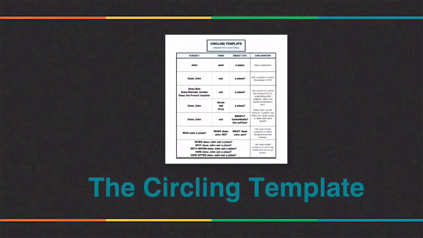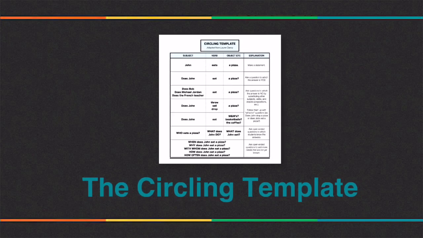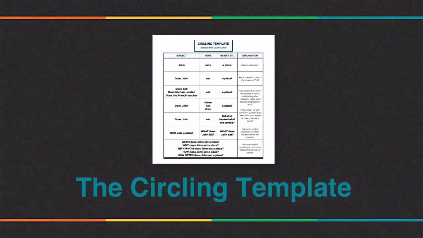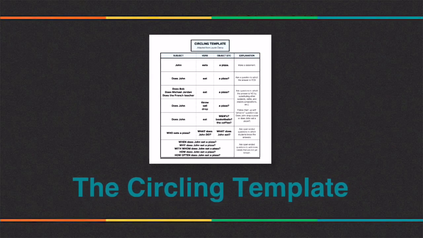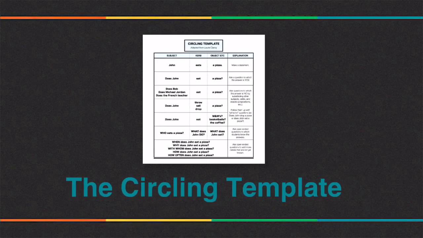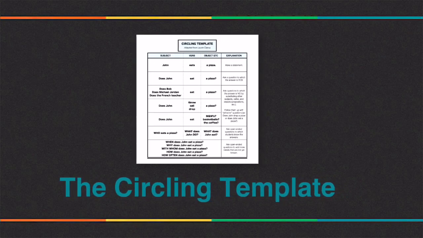There are tons of great circling templates out there, but the idea is that you want to find one that suits your level of students, whether that be Webb's Depth of Knowledge 1, 2, 3, or 4. If you're curious to find out what level your students are at, you can watch one of my other videos on Webb's Depth of Knowledge.